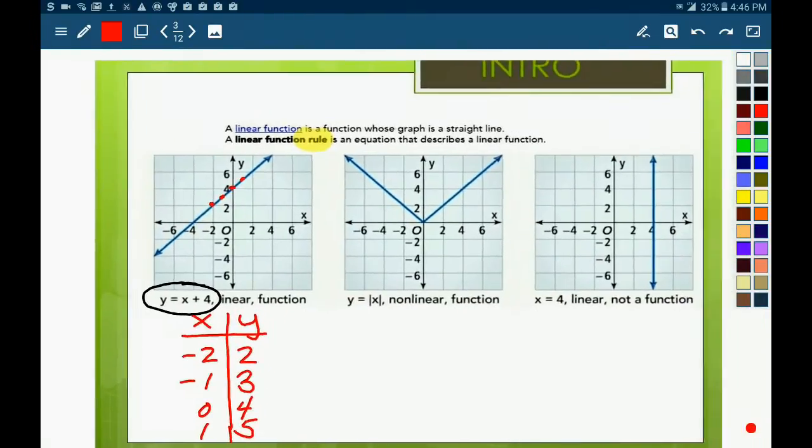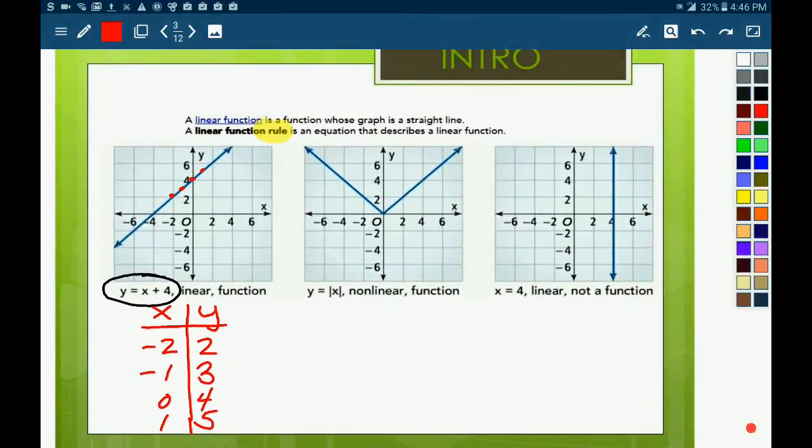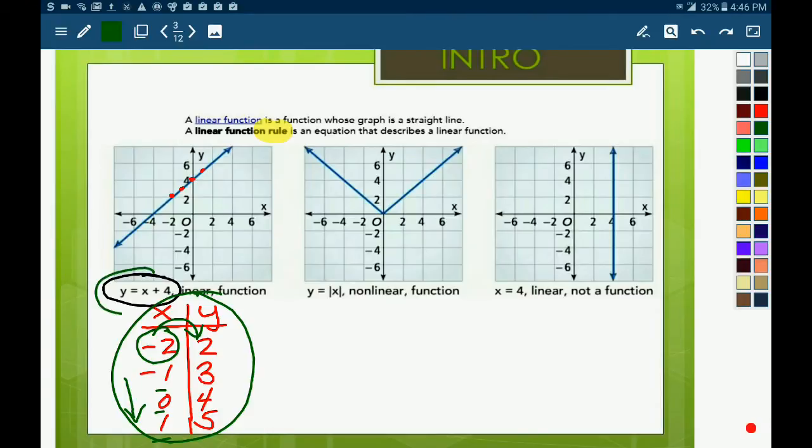And that's really what's going on here: we should be able to create a table from what you see in the graph and then decide, how do I go from x to y? What do I have to do to -2 to get it to become a 2? Well, I could add 4 and then make sure that that rule is the same throughout all of the inputs. It's a pattern. -1 plus 4 is 3. 0 plus 4 is 4. 1 plus 4 is 5. So this would be the rule that all the inputs and the outputs are following.